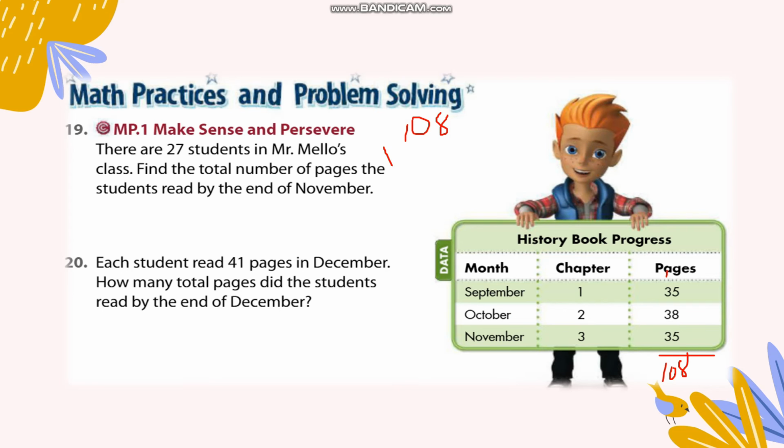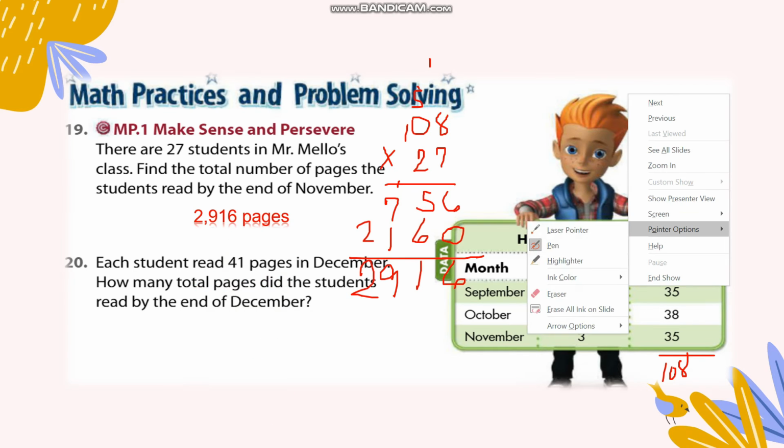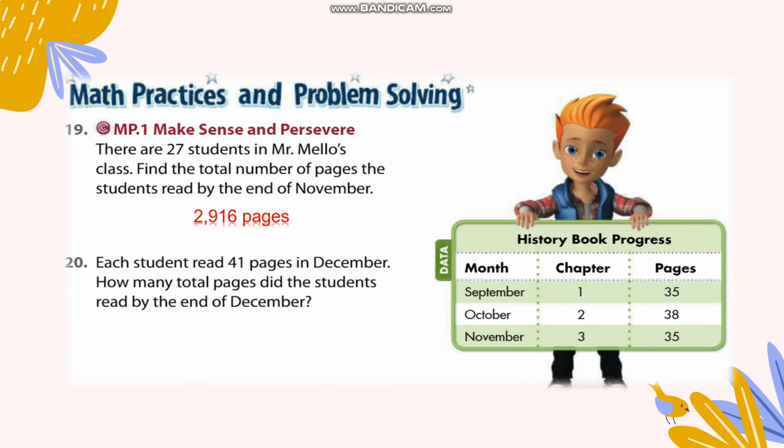So 108 pages at the end of November, then I'm going to multiply by 27. 7 multiplied by 8 is 56, regroup 5. 7 times 0 is 0 plus 5 is 5. 7 times 1 is 7. Then I need to add 0 before multiplying the second digit. 2 times 8 is 16, regroup 1. 2 times 0 is 0 plus 1 is 1. Then 2 times 1 is 2. Then add, this becomes 6, 11, regroup 1. This becomes 9 and 2. So the answer is 2,916.